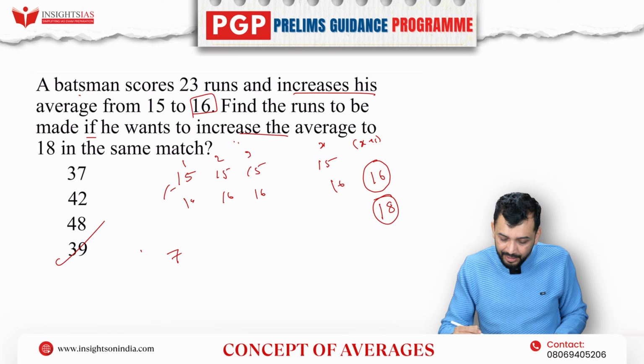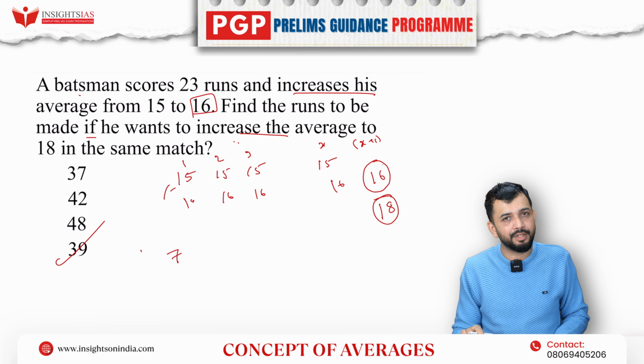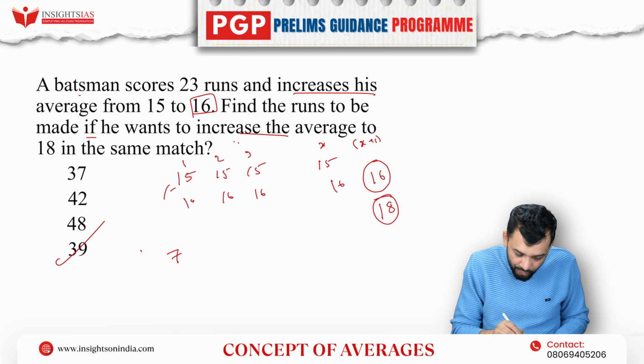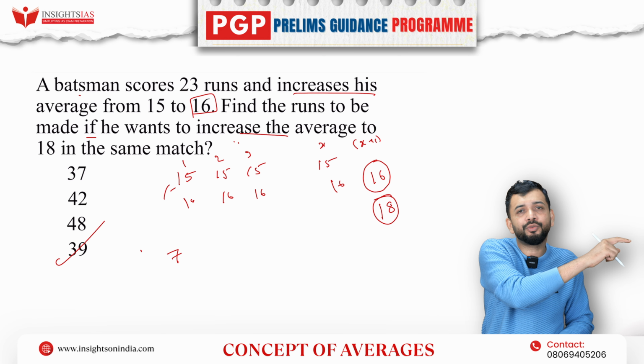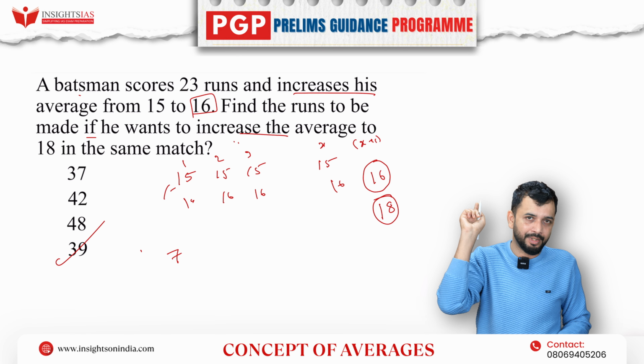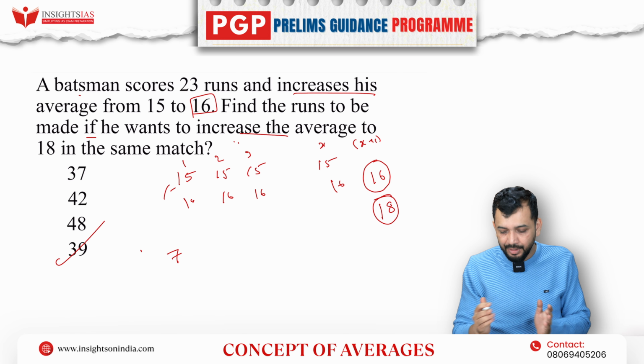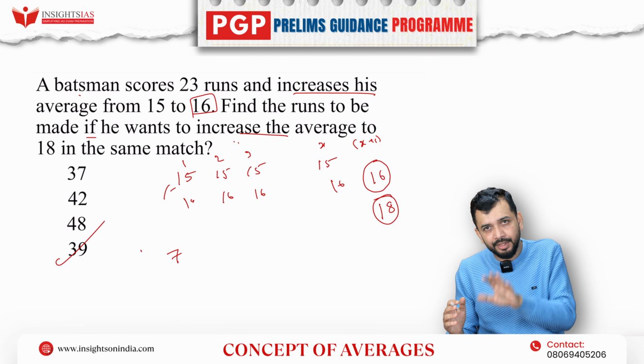So what we have done here: if the average was 16, he is keeping 16 for himself as the new average. Then he is also increasing everybody's average. He is giving 1, 1, 1 so that their innings average can also be increased. So the previous innings get 1, 1, 1, and of the 23, 16 he is keeping.